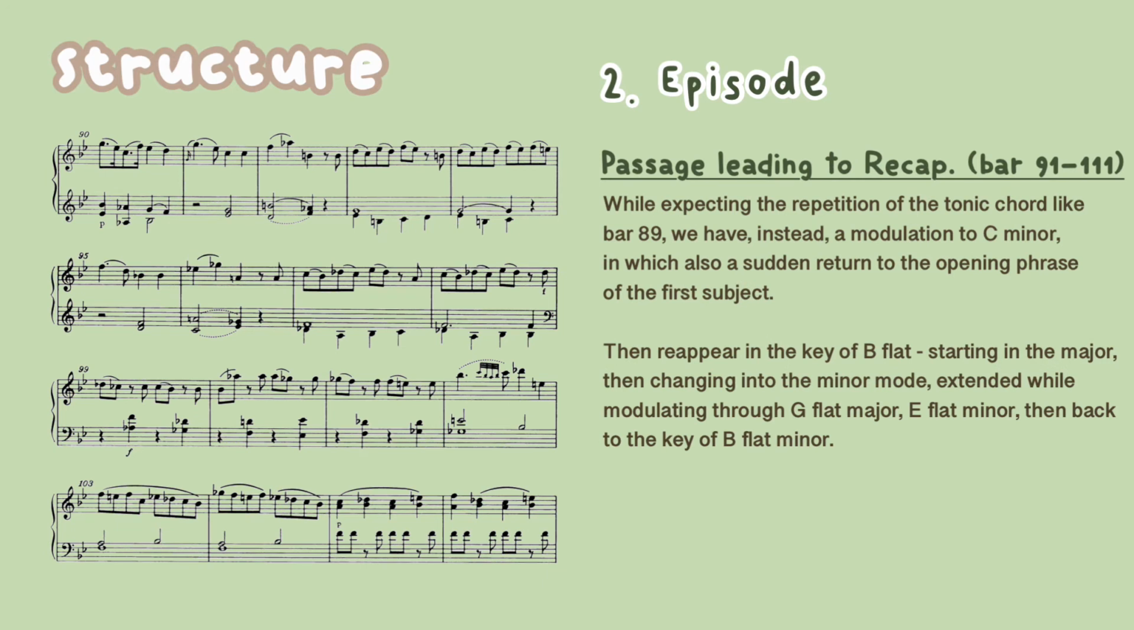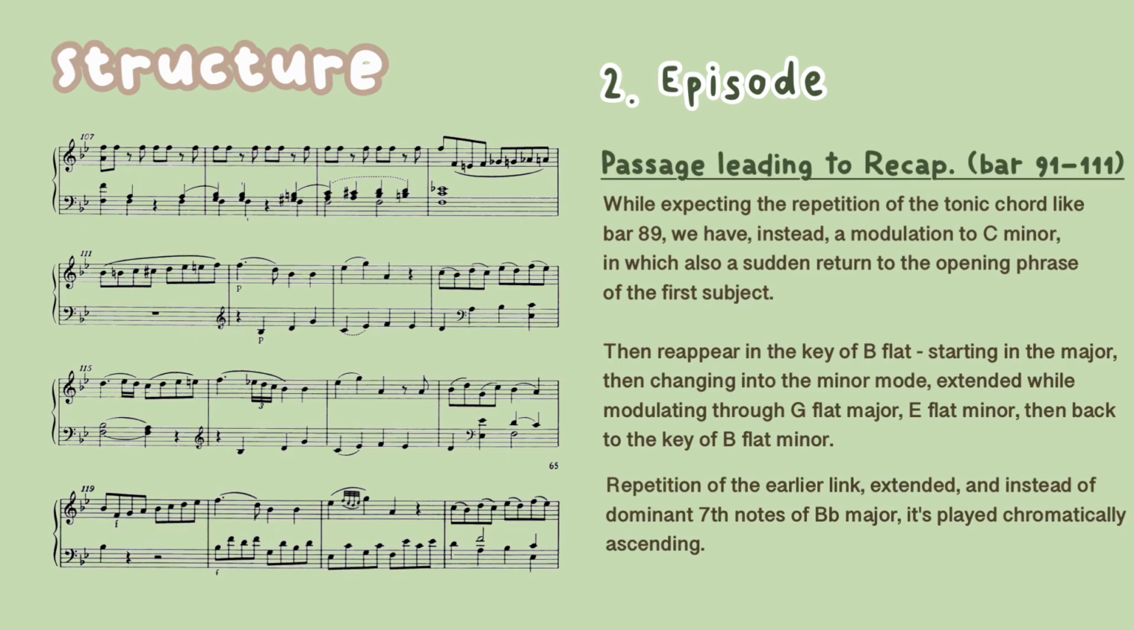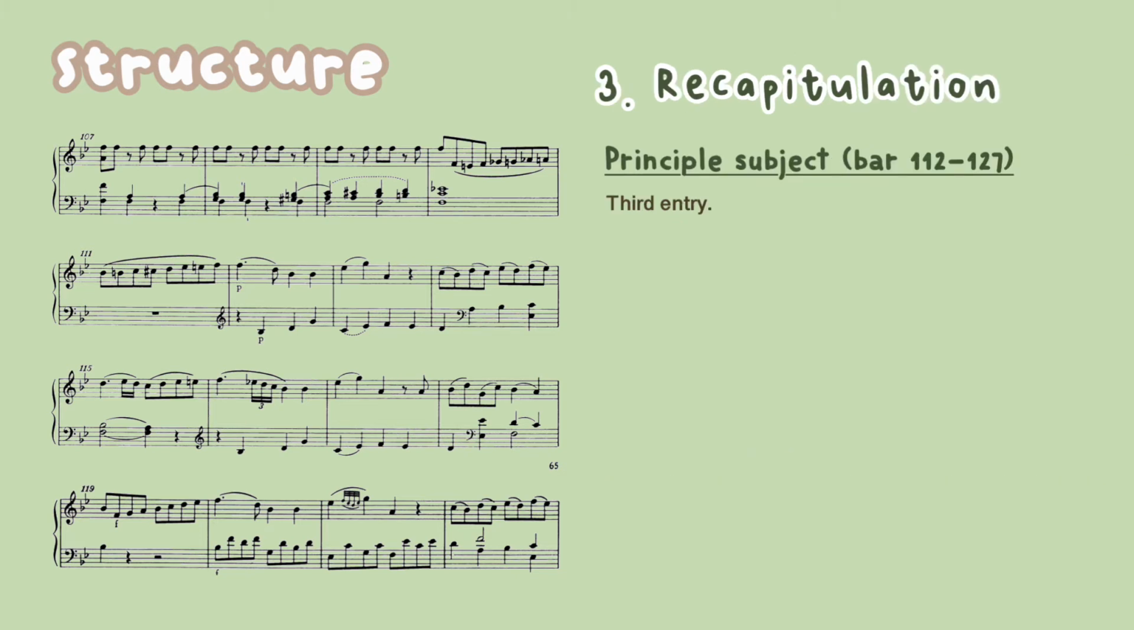While expecting the repetition of the tonic chord like bar 89, we have instead a modulation to C minor, in which there is also a sudden return to the opening phrase of the first subject. Then we appear in the key of B-flat, starting in the major, then changing into the minor mode, a standard while modulating through G-flat minor, E-flat minor, then back to the key of B-flat minor. Repetition of the early link, extended, and instead of dominant 7 notes of B-flat major, is played chromatically ascending. Naturally will come the third entry of the recapitulation.